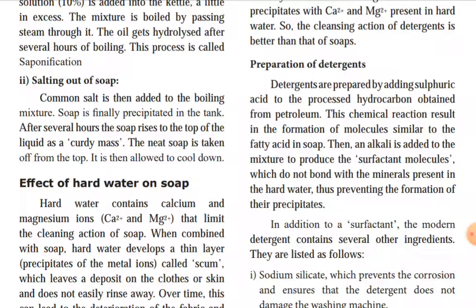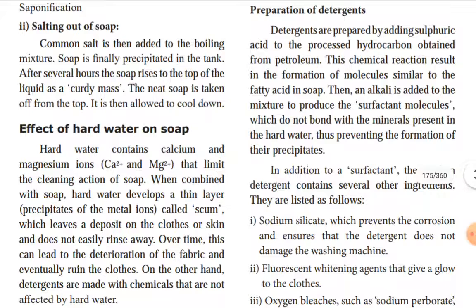Because of the presence of calcium and magnesium ions, these ions react with the soap and form a precipitate called scum. When combined with hot water, they develop a thin layer of precipitate with the metal ion. Scum means a dirty precipitate which leaves a deposit on the clothes or skin and does not easily rinse away. This precipitate is going to stick onto the cloth.